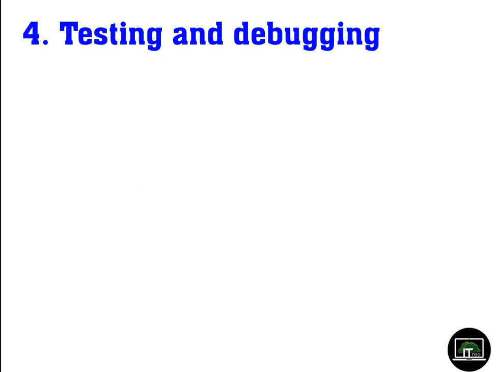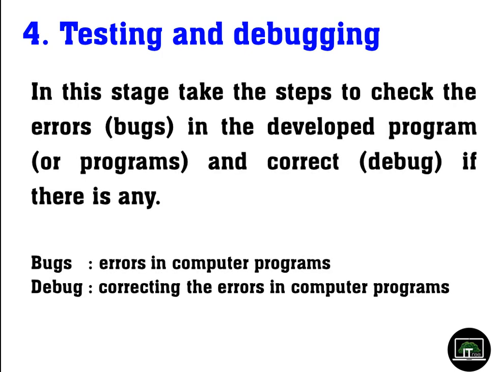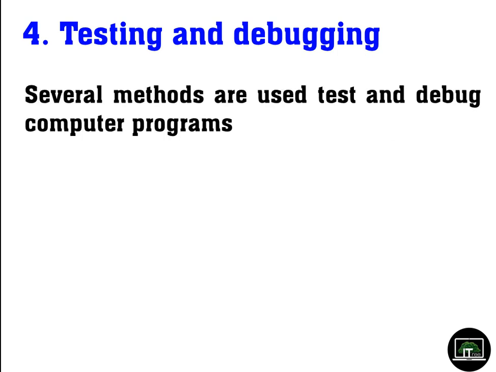Then we come to testing and debugging. So we make the program. Now we try to test whether these programs are working as we expected. Generally, we call this testing and debugging. In the computer context, bugs means errors in computer programs. Debugging means correcting the errors in the computer program. This came from history. Bug means errors in computer programs, and debugging means correcting errors in those programs.